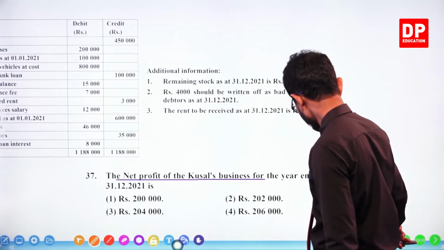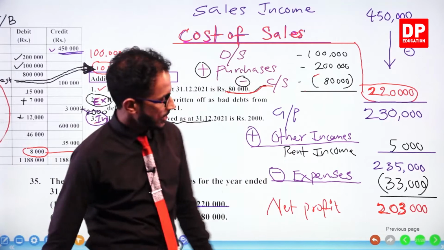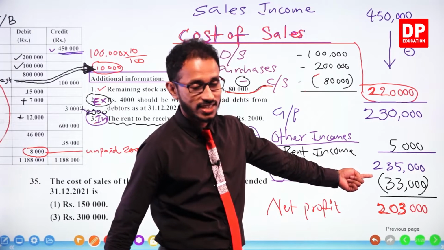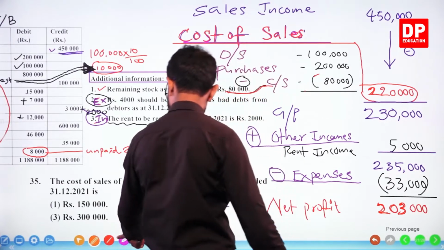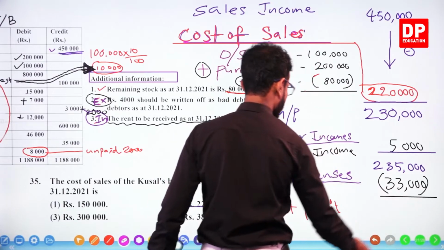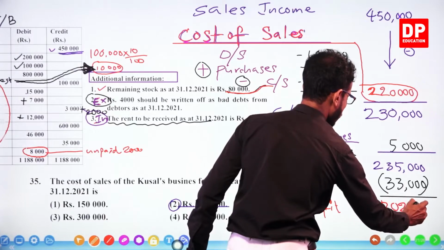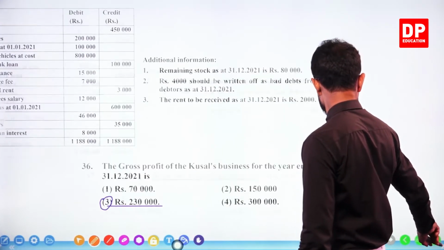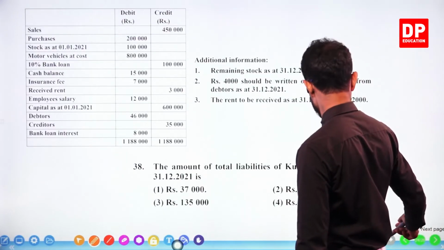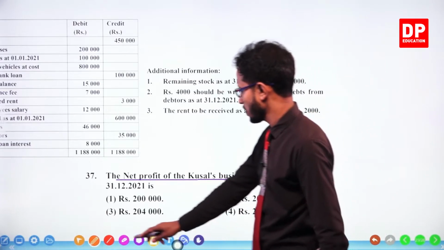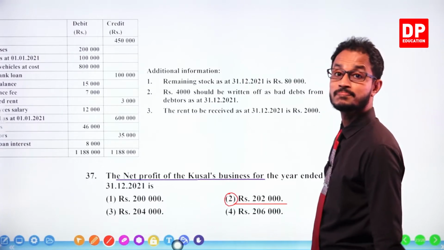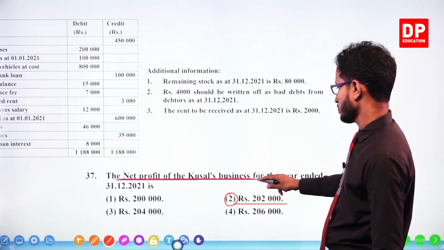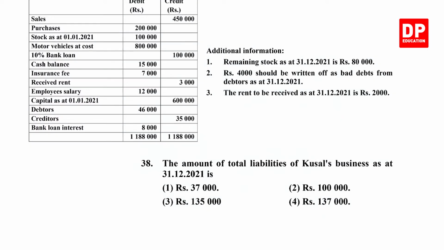Wait. When you minus 33,000 from 235,000, it's 202, not 203. Why didn't you show me? 202, not 203. The answer is there, here, 202. Yep, that is the net profit of Kusal's business. Okie dokie, let's move on.